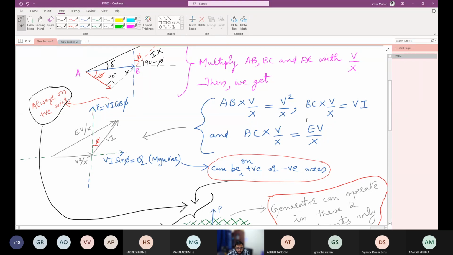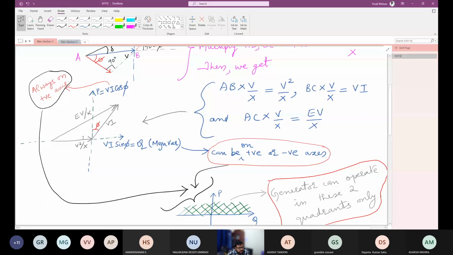What is the peculiarity of these terms? Can anybody say? What is V squared by X, what is VI, and what is EV by X? Power. Yeah, power. So V squared by X is related to reactive power, and VI is related to apparent power. Then EV by X is related to active power. So we change the triangle now to this one, and again the horizontal and vertical axis are drawn, and the horizontal axis represents the reactive power and the vertical axis represents the active power.